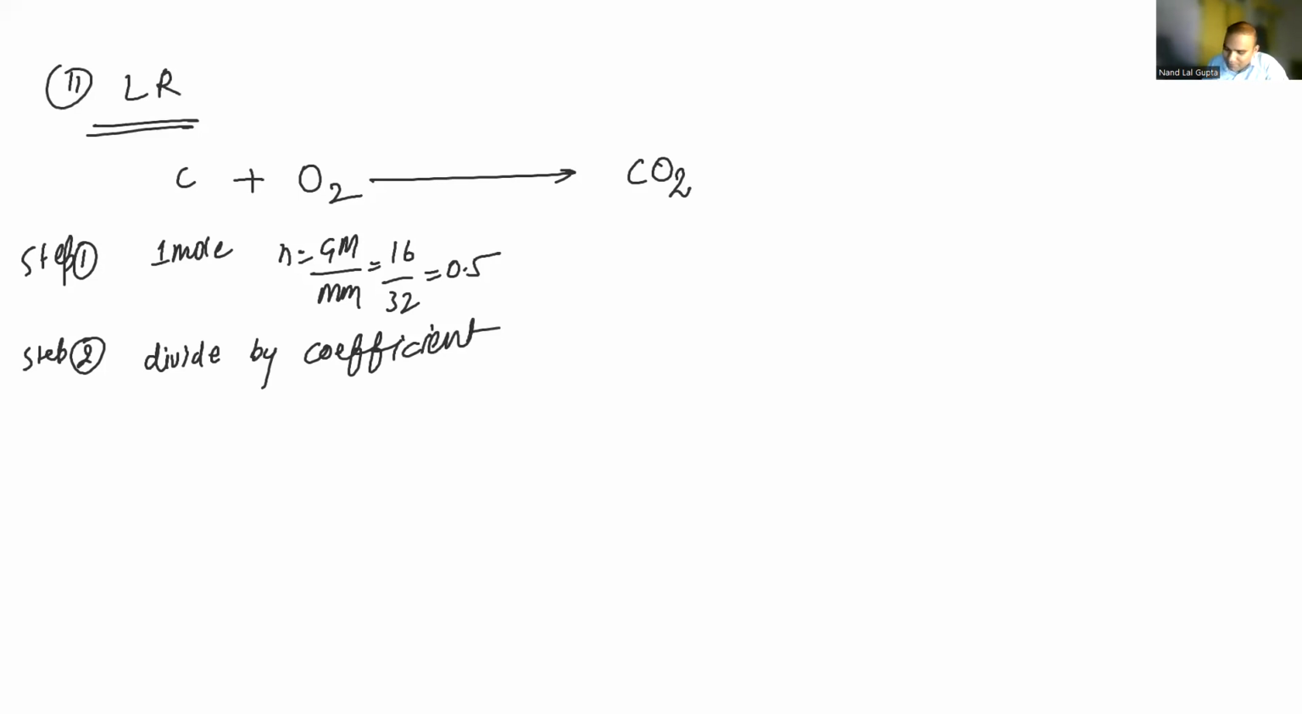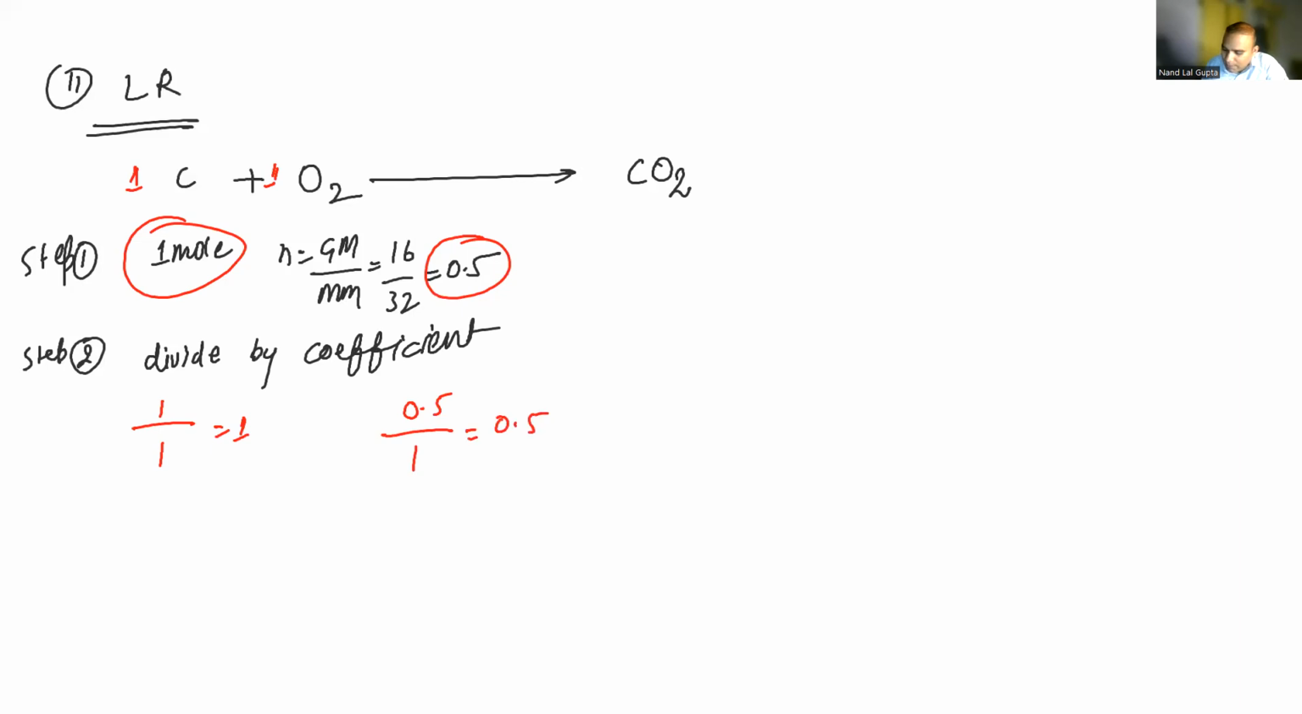See, the number of moles we have calculated here is giving 1 mole. This is 0.5 mole, right? So what is happening? If you are dividing by the coefficient, you will get the ratio, and the least ratio is going to be our limiting reagent. So that is 1 by 1, that is 1. Here it is 0.5 by 1, because here the coefficient is 1.